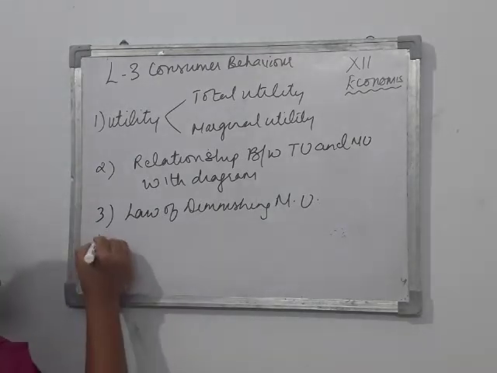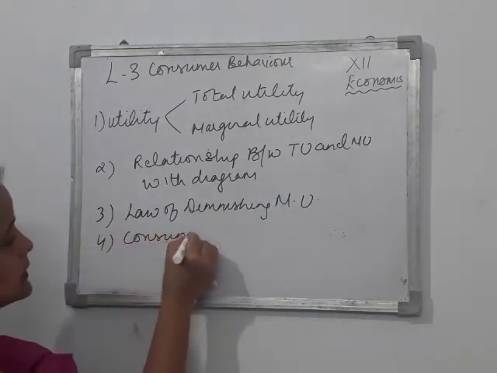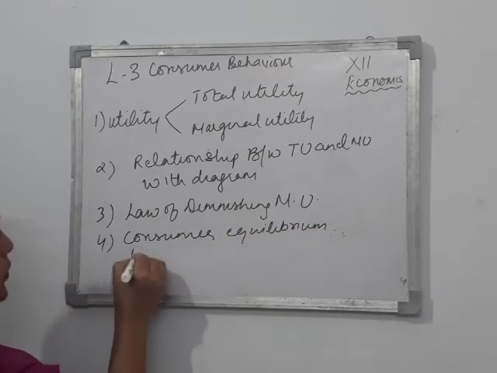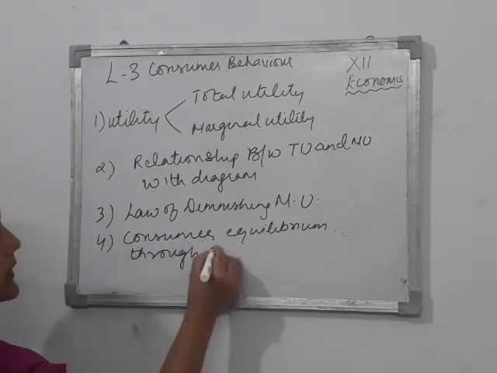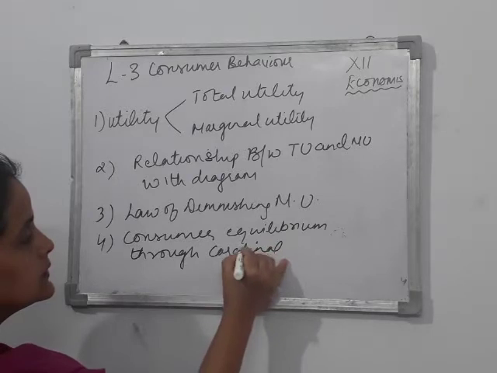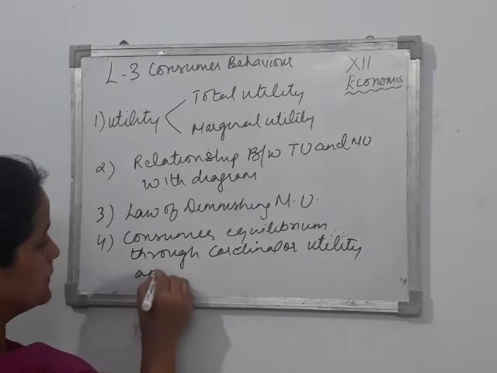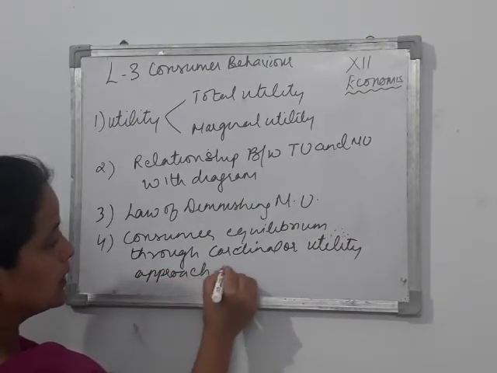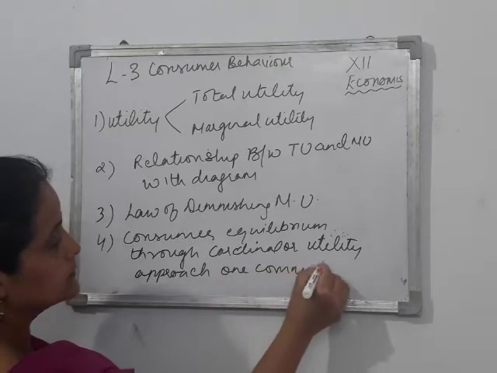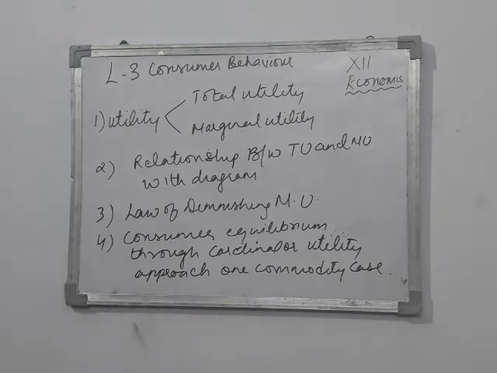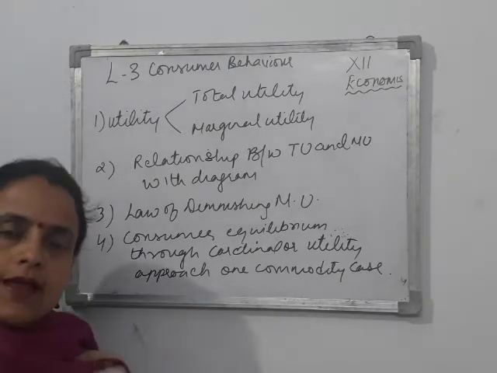What else we have done is consumer equilibrium through utility, through cardinal or utility approach, one commodity case. We have done up to this. Alright children, we have done up to this and we are going to move forward today.